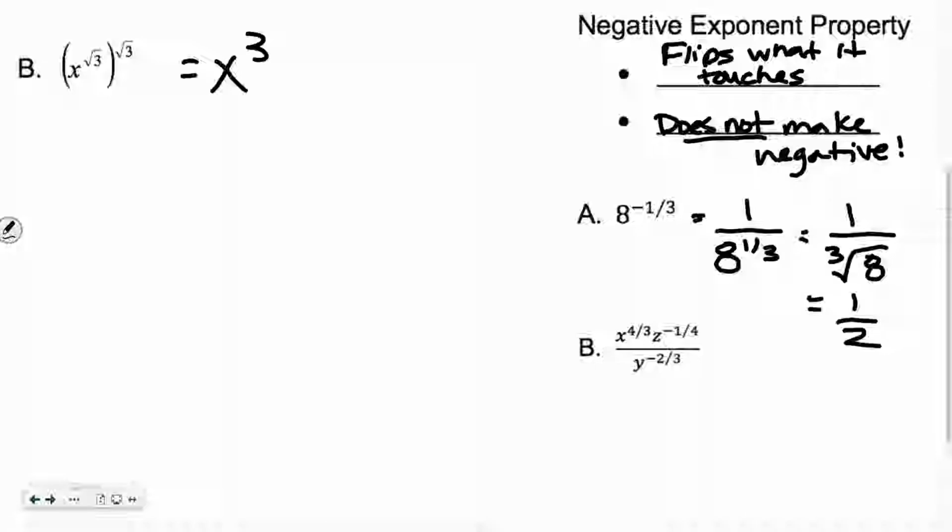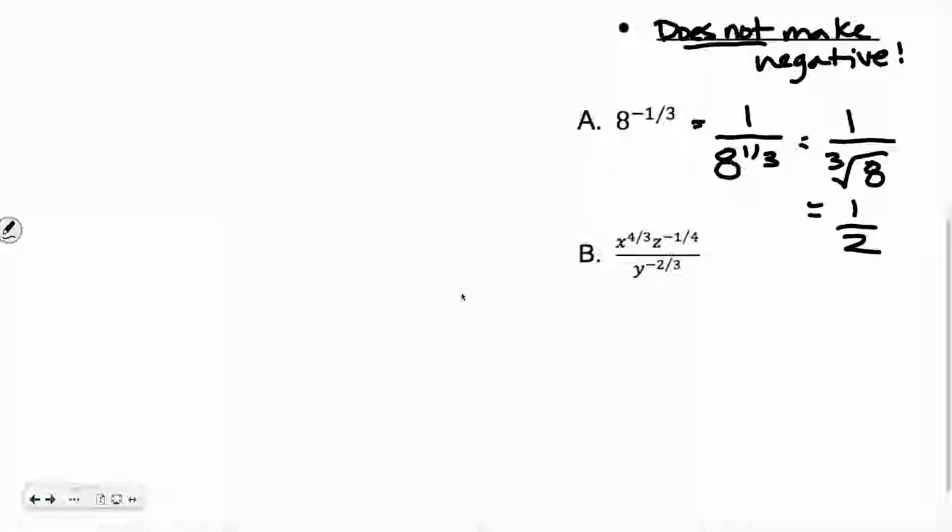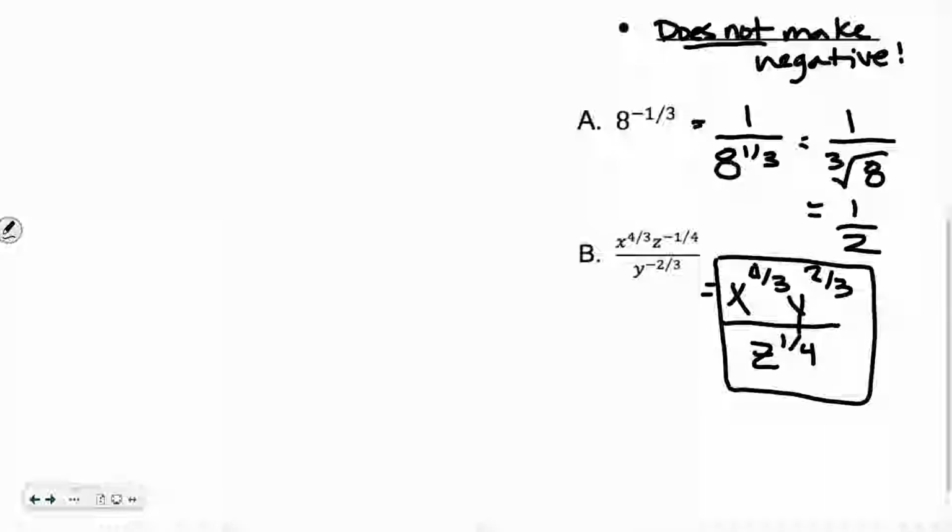And then in B, I just wanted to make a point here that the negative exponent only flips what it touches. So x to the 4/3 does not have a negative exponent. It should not flip. Z to the 1/4 should move to the bottom, and y to the 2/3 should move to the top. So x to the 4/3, y to the 2/3, and z to the 1/4. Here's your answer. Did you get that, Aiden? And they're all different bases, so there's really nothing else for me to do.